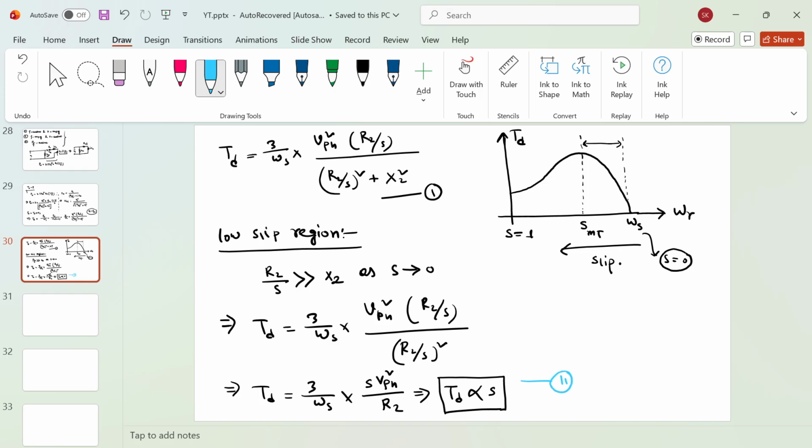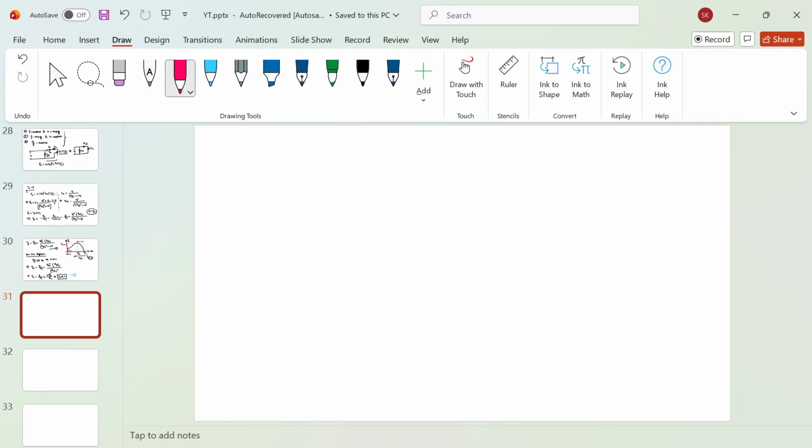Now let me add a few more things. This particular torque we call the starting torque, and this is the maximum electromagnetic torque, so I'm calling it T e max, and this is the slip at maximum torque. These are the things we need to check. Now let's say at high slip region, what will happen? At high slip region, your slip is close to 1.